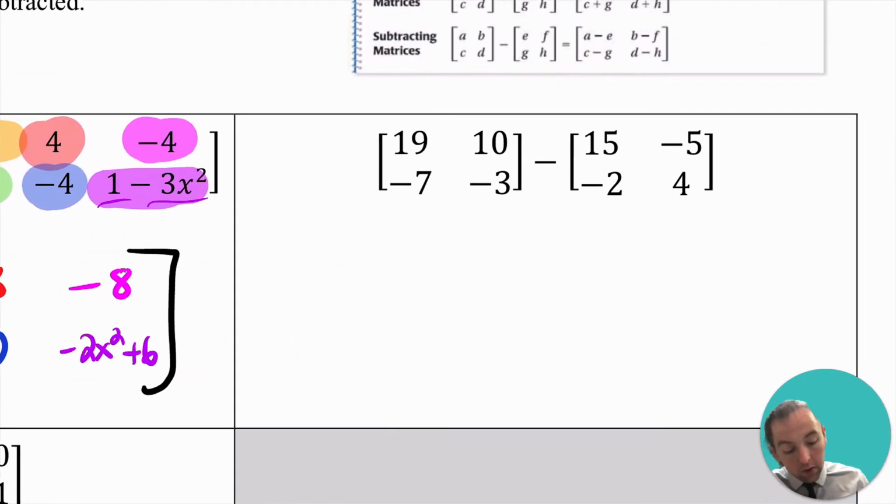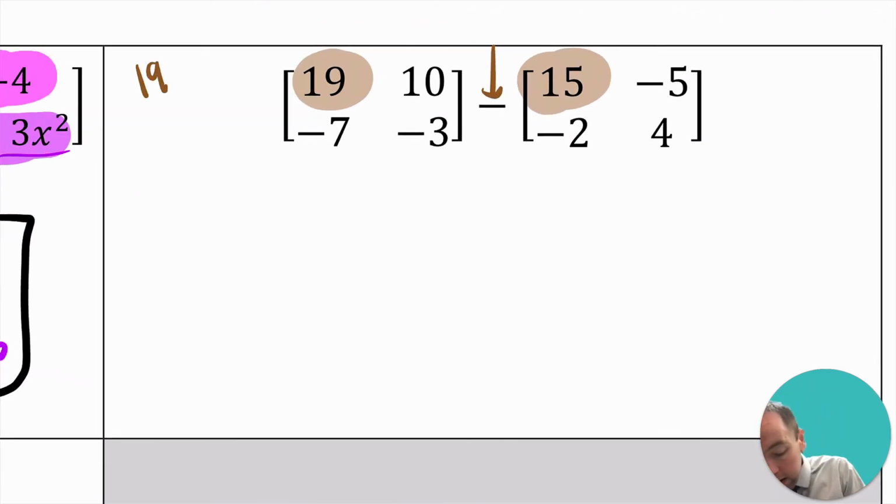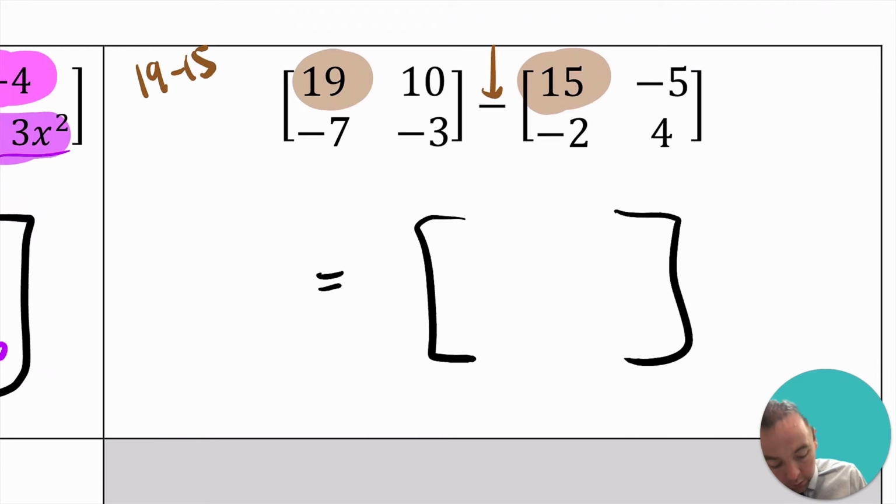You can also subtract matrices, and you just subtract the corresponding elements. Be careful when you're subtracting, though, because sometimes you end up subtracting a negative, so you've got to be really cautious about that. Starting with the first pair, you're taking a positive 19 and subtracting 15. So 19 minus 15 equals 4. We end up getting a result of positive 4 in that first position.